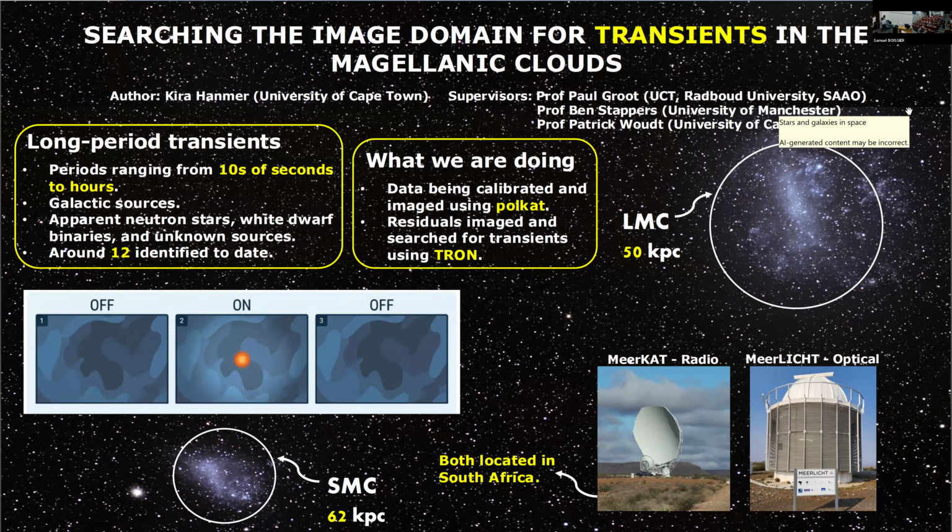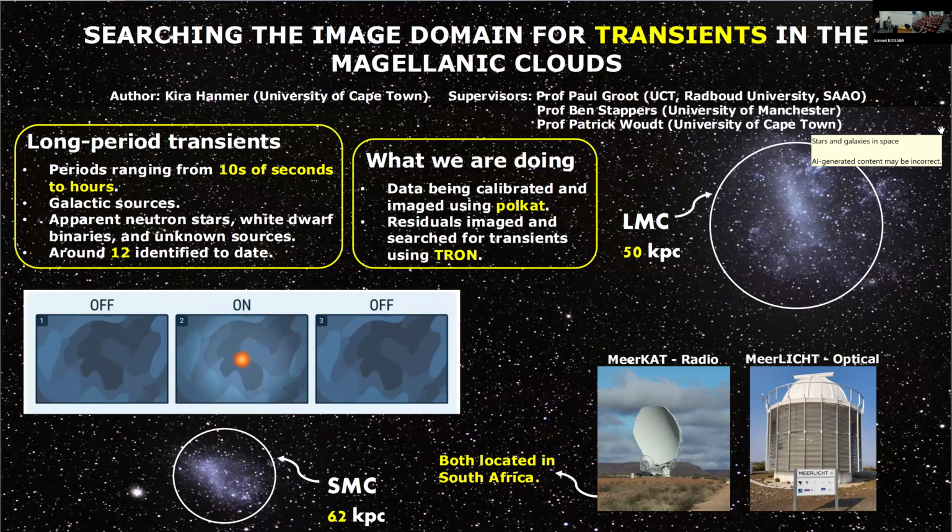You have 2 minutes. Okay. Good afternoon, everyone. My name is Kira. I'm a PhD student at the University of Cape Town. One of my supervisors is Professor Ben Stappers, who's also here this week. And my poster is on searching the image domain for radio transients in the Magellanic Clouds.